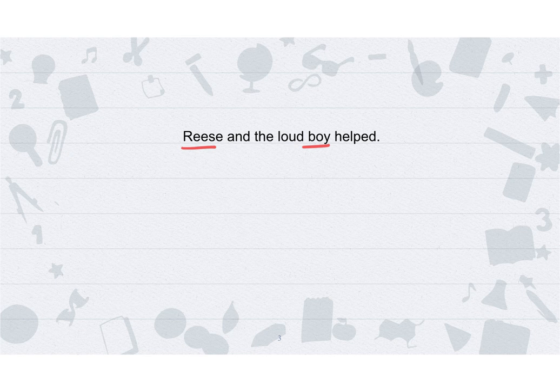Now I need to find my verb or verb phrase. What did Reese and the boy do? They helped. So this time around, I only have an action verb in my sentence. Now I can draw my line to separate my subject from my predicate.